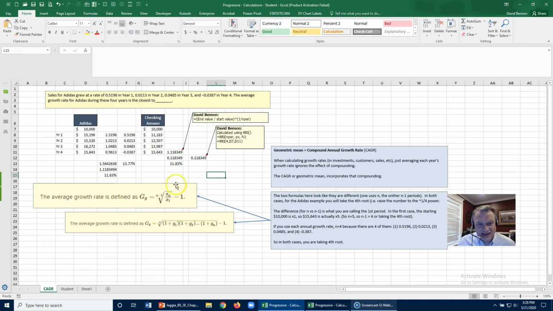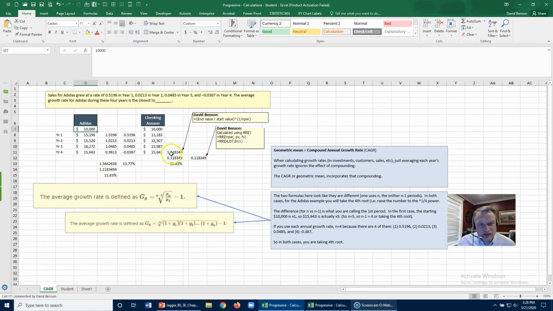X sub n is your ending value. X sub 1 is your starting value. And then you notice here they want you to do n minus 1 periods. And that's because if I look here, those are 5 observations. But the way you normally want to think about it is I start out with 10,000 at time 0, and then I let it compound for 1, 2, 3, 4 periods.